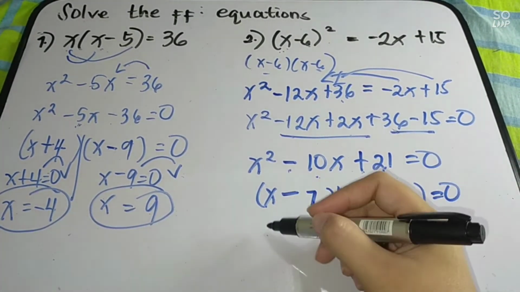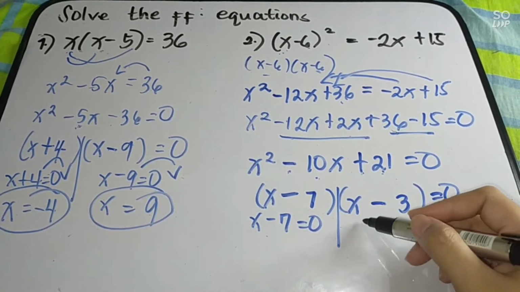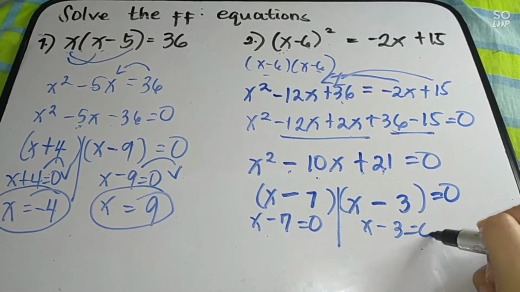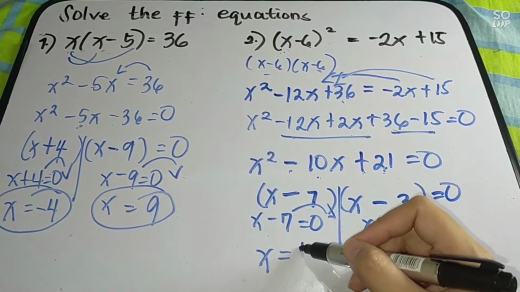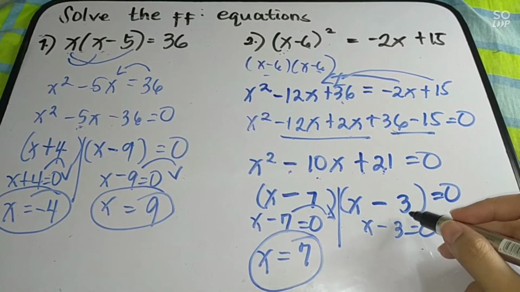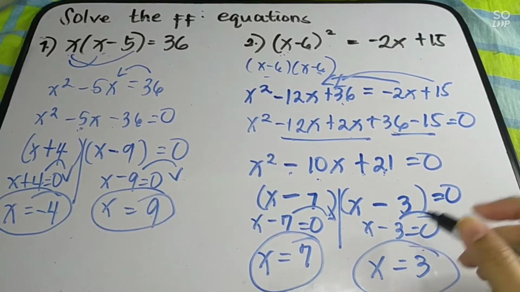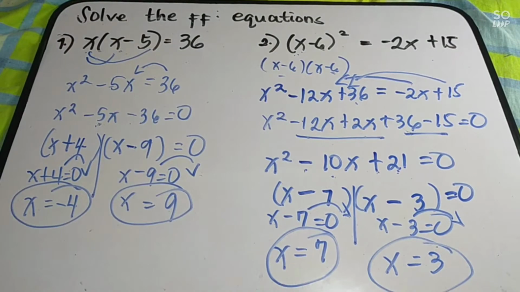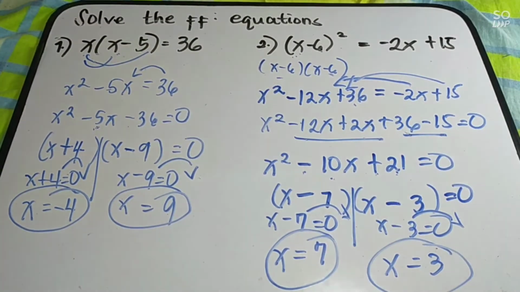Then, equate it into 0, both factors. X minus 7 equals to 0. X minus 3 equals to 0. Then solve for x. X is equals to, just transpose, positive 7. And the other one, just transpose, we have x is equals to positive 3. We're done. So, this is the roots of this quadratic equation.